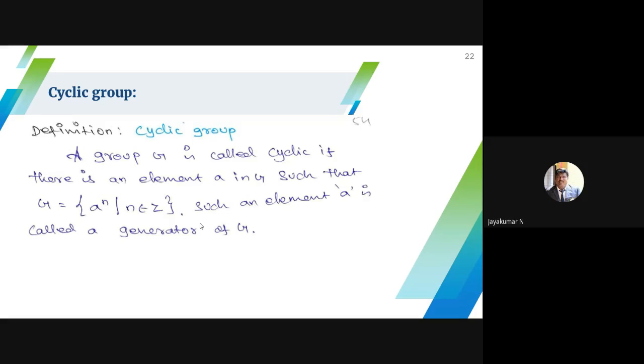First of all, you have to take a group. Each and every element of the group is generated by one element or more than one element, then we can say that the group is a cyclic group. This is the definition. That element is called the generator of that group. So note my words: each and every element of G is generated by an element or more than one element. This is called a cyclic group. Do you have any doubt in this definition? Anyone reply to me?